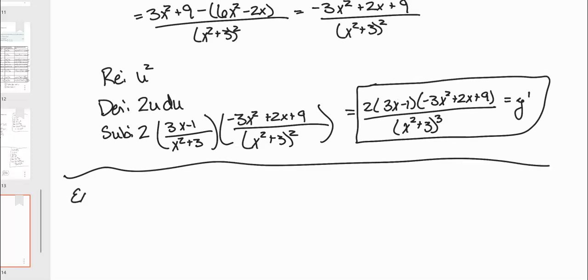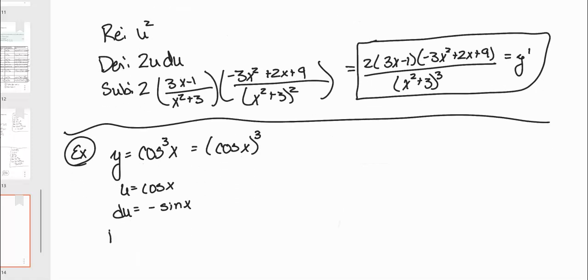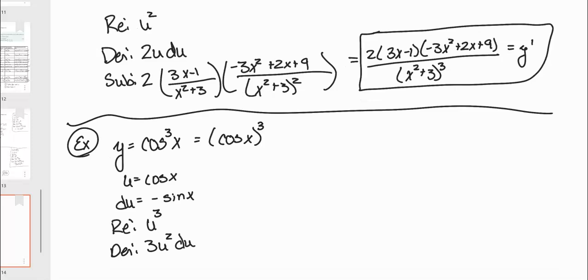Let's do a couple with trig functions. Let's say we have y equals cosine cubed of x. So remember what this means. This is the cosine of x quantity cubed. So my u, my inside function is the cosine of x. Derivative of the cosine is negative sine. So then when we rewrite this, this is going to be u cubed. And the derivative of u cubed is 3u squared times du.